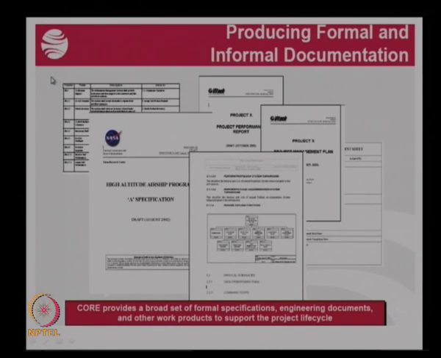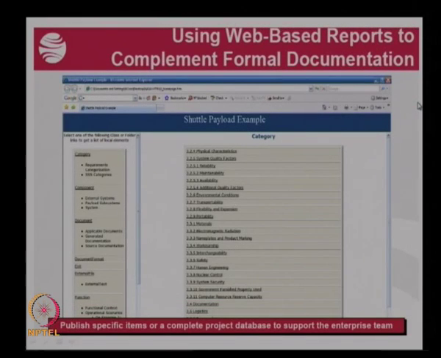You do not need to go back and forth to find out the traceability and from where the requirement came or from where the document can be traced. So you can easily develop these documents using the software. The software provides you the features to develop documents with a broad set of formal specifications and engineering documents. So these are the advantages of using a software for development of engineering systems.